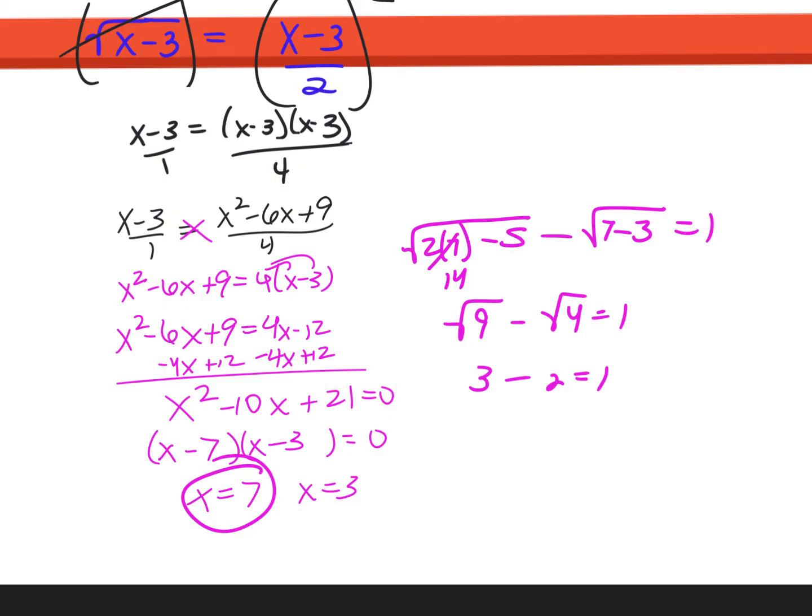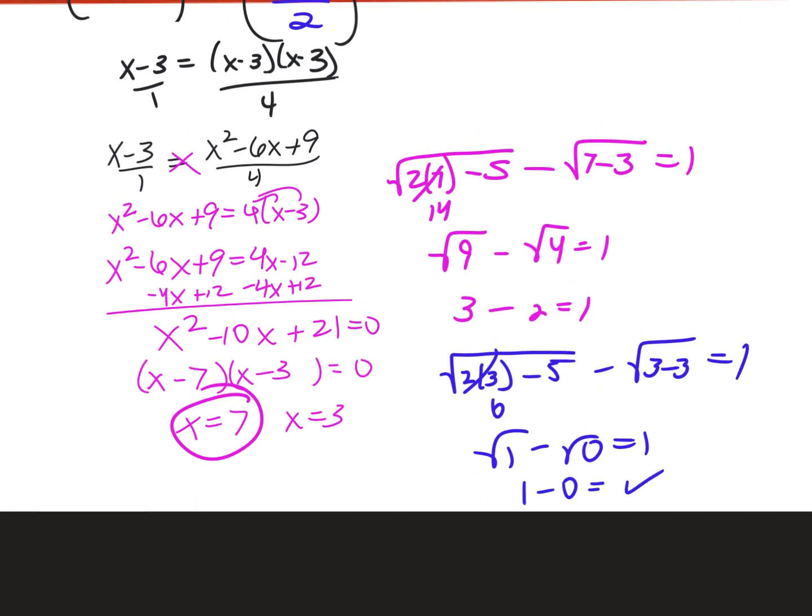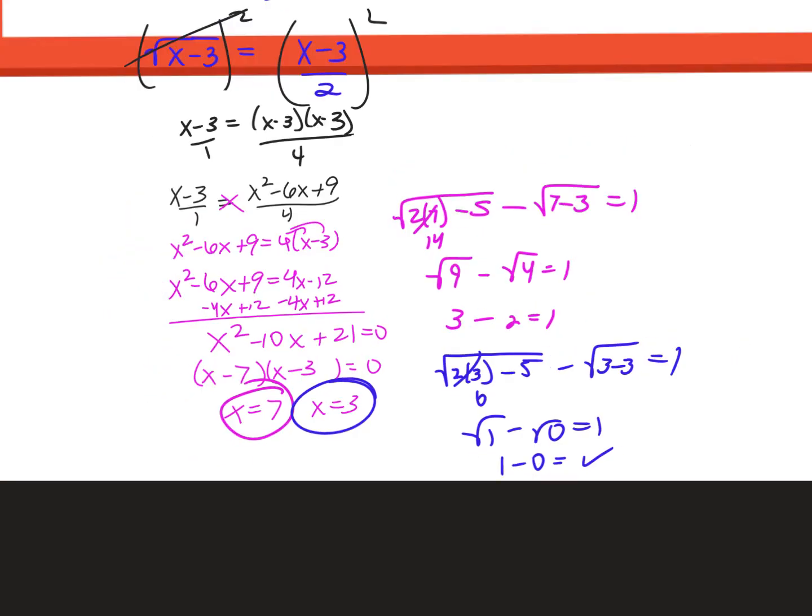And same thing, we're going to plug in 3. So square root of 2 times 3 minus 5, minus the square root of 3 minus 3, equals 1. 6 minus 5 is square root of 1, minus the square root of 0 equals 1. Square root of 1 is 1, minus 0 equals 1. Yes, that's true. So x equals 3 is a solution as well.